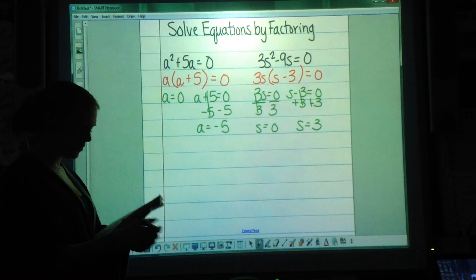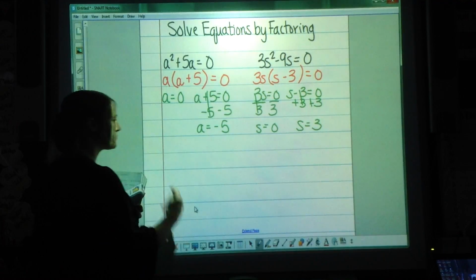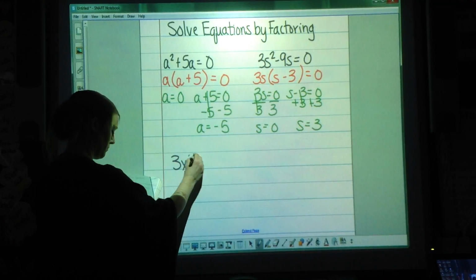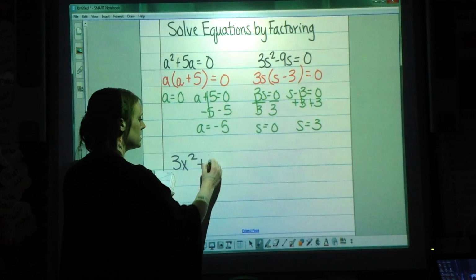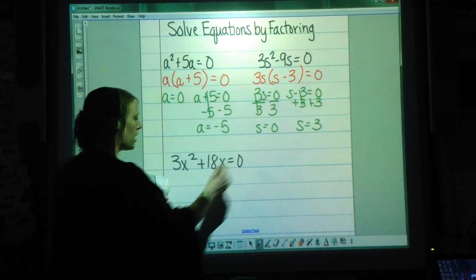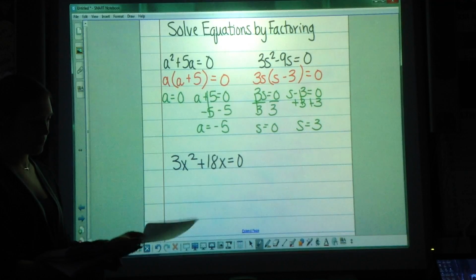Try this problem. 3x squared plus 18x equals 0. Push pause and try that now.